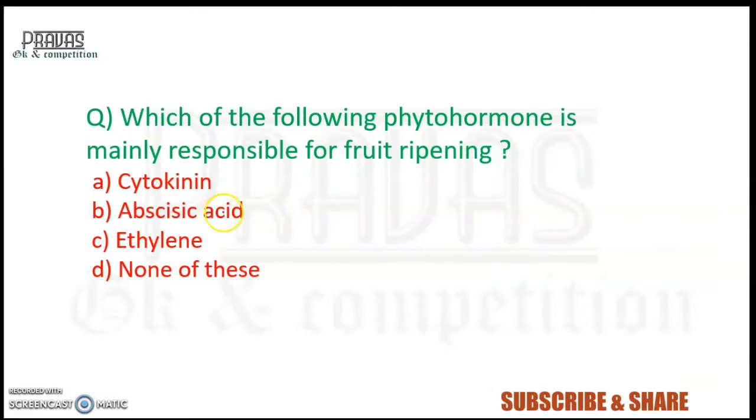The next question is, which of the following phytohormones is mainly responsible for fruit ripening? And the answer is ethylene. Remember, ethylene is mainly used for fruit ripening.